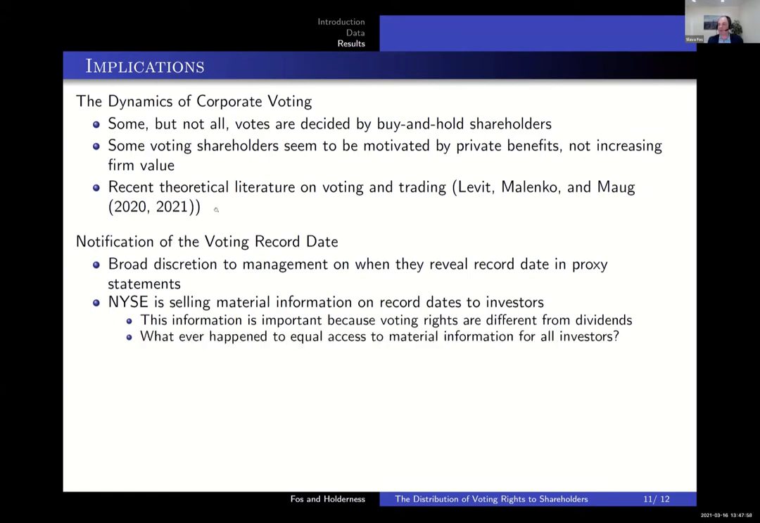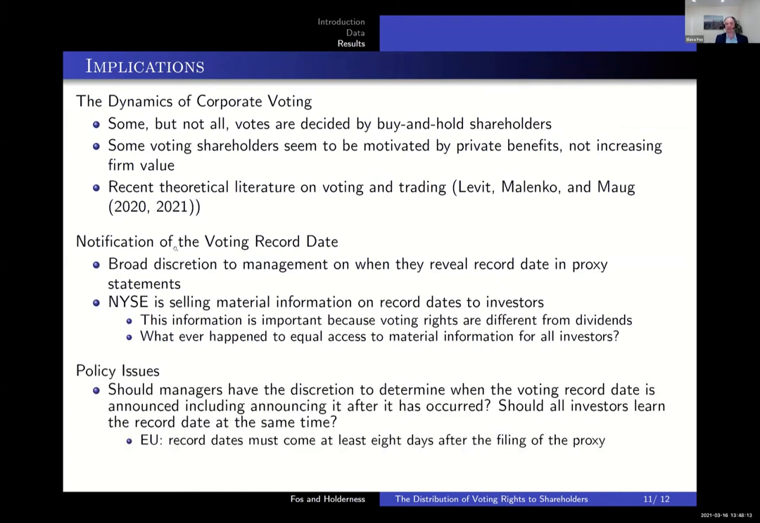Now, again, we see situations in which exchanges sell material information, as our evidence suggests, to some investors, and we as shareholders don't have equal access to that information. Now, policy implication, this is the last sentence that I'm going to say. I think our paper asks whether this is the situation in which we strategically want to be, where management has so much discretion about the notifications, and some investors learn this information before others. One reaction is probably, well, maybe it doesn't matter. Maybe it's impossible to have a situation in which everyone knows when the distribution of the voting rights is.